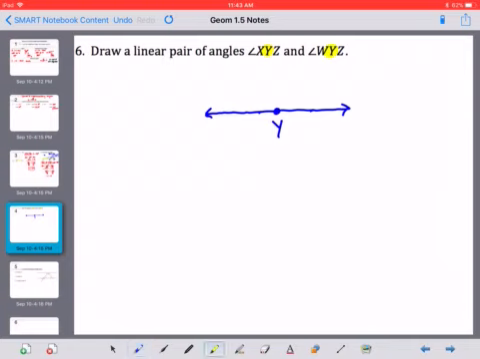The other thing I look for is what letter do those share? Well, they both have a Z in them. So Z has to be the point in the middle that cuts it into two angles and creates a pair. And then the last thing is I just have to put the remaining letters. So I'll put X on one side and W on another. So now notice we have angle XYZ and angle WYZ, and those create a linear pair. They make a straight line.